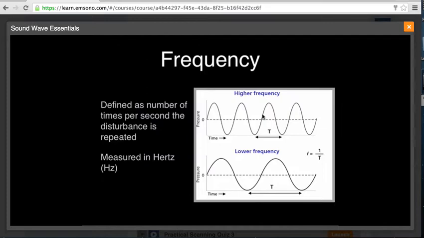Now, there is a downside to higher frequency sound waves, and that is that they cannot penetrate as far into the tissue. So this is a balance that you have to always keep in mind when you're scanning someone. Use the highest frequency possible that will allow you to penetrate to the depth required.